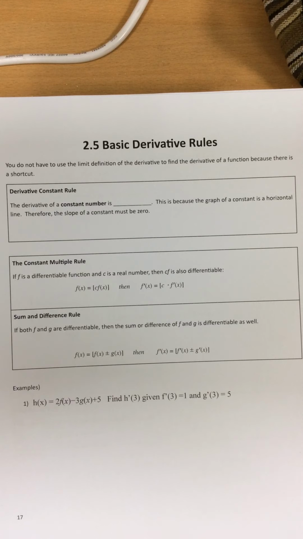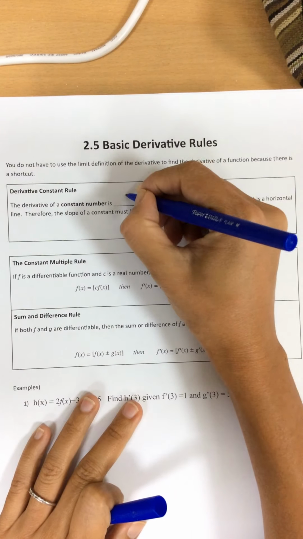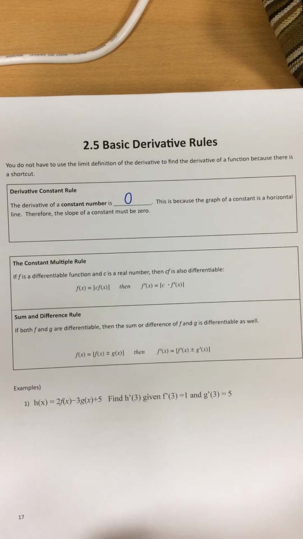So the first thing is the derivative constant rule. The derivative of a constant number is 0. That's because the graph of a constant is a horizontal line, therefore the slope of a constant must be 0.